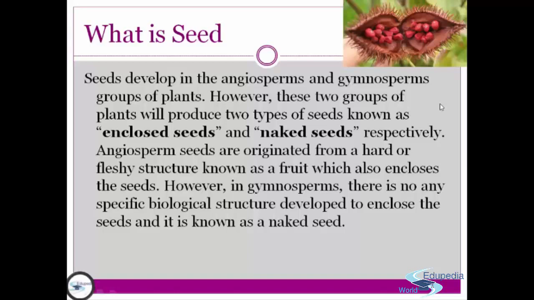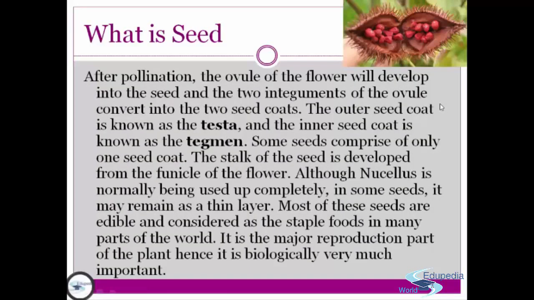Angiosperm seeds originate from a hard or fleshy structure known as fruit, which also encloses the seeds. However, in gymnosperms, there is no specific biological structure developed to enclose the seeds, and it is known as a naked seed. After pollination, the ovule of the flower will develop into the seed, and the two integuments of the ovule convert into the two seed coats.